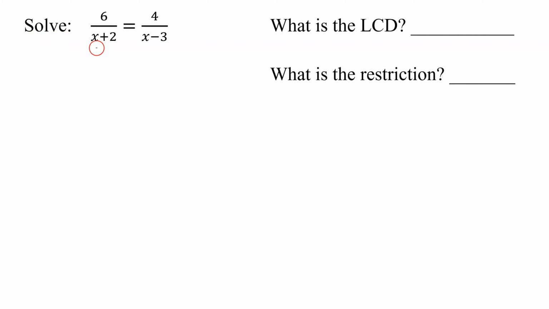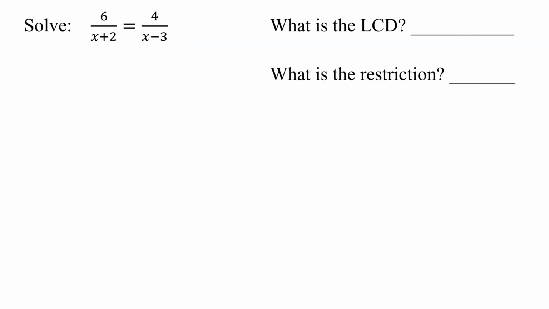In this example, we need to solve this problem here. It has an equals in it, so it's an equation. It has denominators, so it's a rational equation. And how do we solve those? We find the least common denominator, and then we're going to multiply all terms in our equation by the least common denominator.